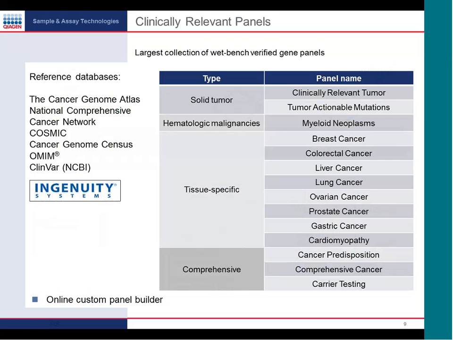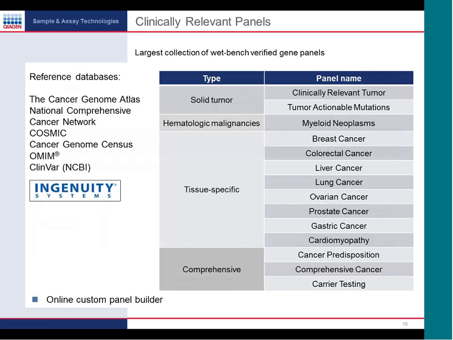And right now we have the largest collection of wet bench validated gene panels in the market. So we have 14 different panels, all ranging from different needs, all the way from very focused solid tumor panels, to hematologic malignancies, to tissue-specific panels. You name the cancer and we have the panel for it, as well as a comprehensive cancer panel for carrier testing and cancer predisposition panels, and so on and so forth.